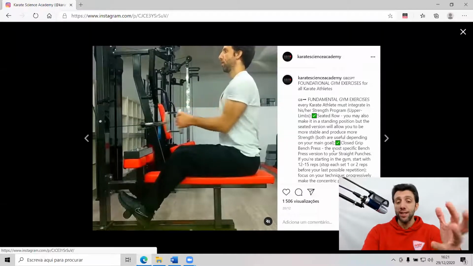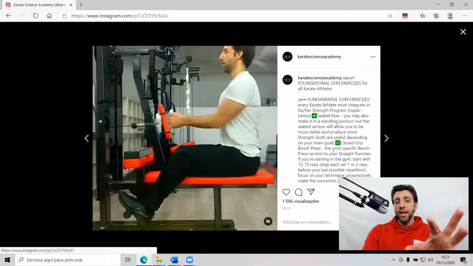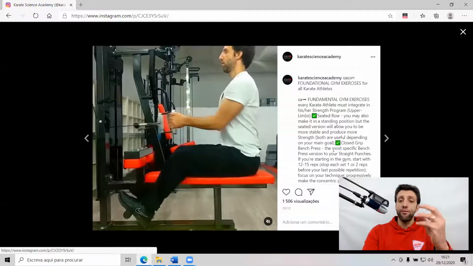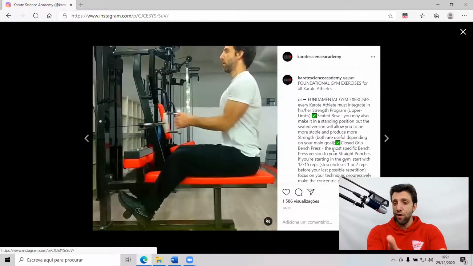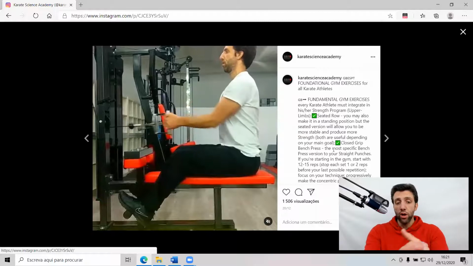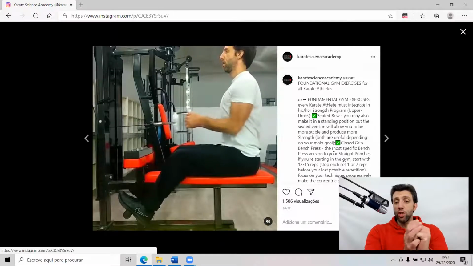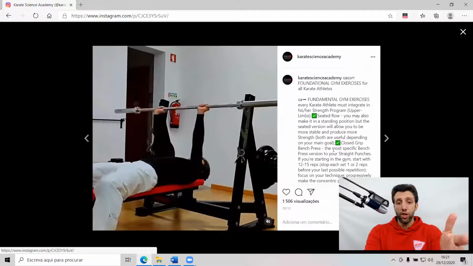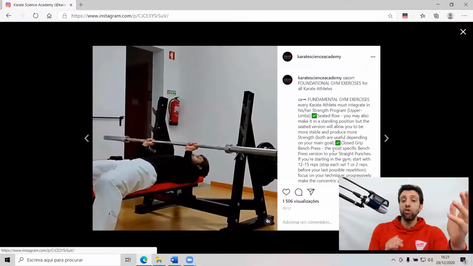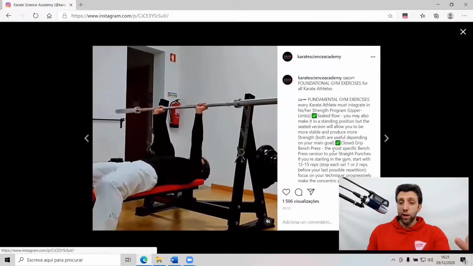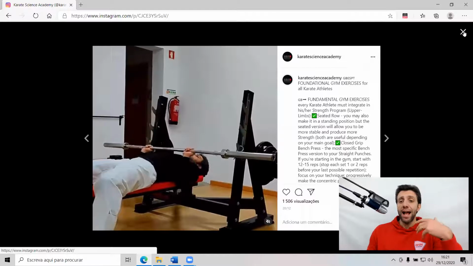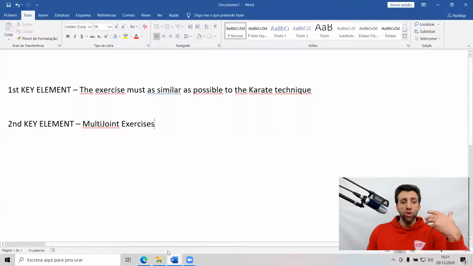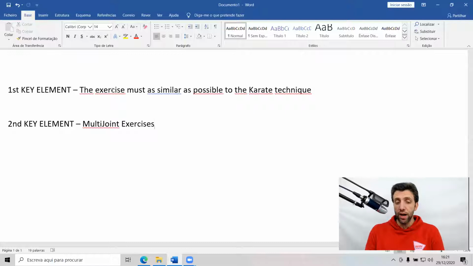This is an exercise that, as you can see, fits the first key element because it's very similar to the ikite itself. We have also the close grip bench press here, very similar to an oitsuki, a straight punch. So whenever I can use the first key element, great. When I can't, I'm going to choose multi-joint exercises.